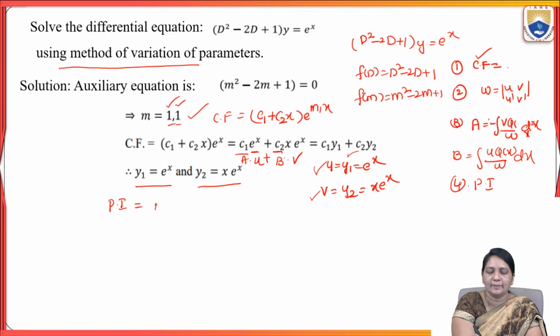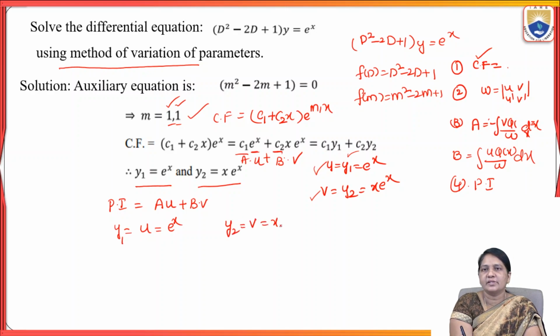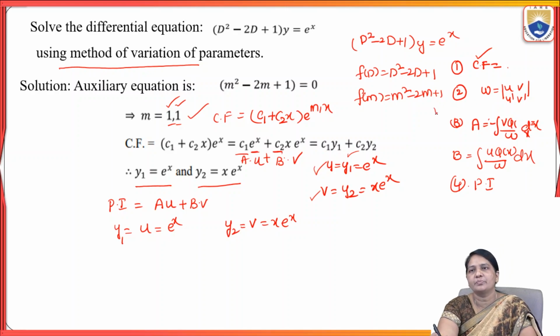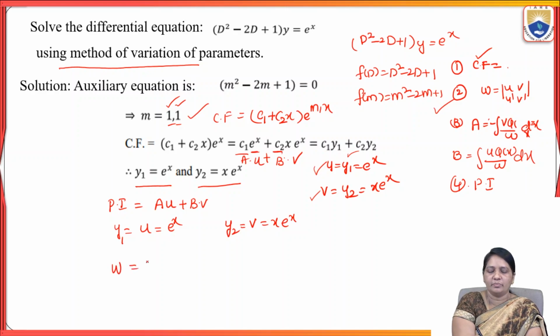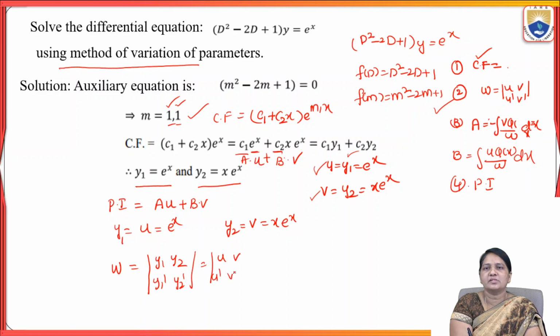What is the particular integral? A into u plus b into v. What is the u value? The u value, otherwise y1, is e power x, and y2 or v is x into e power x. Now, what is the second step we are going to do? We have to calculate the Wronskian value. What is the Wronskian value? W equal to the determinant of y1 y2, y1 dash y2 dash, otherwise u v, u dash v dash.